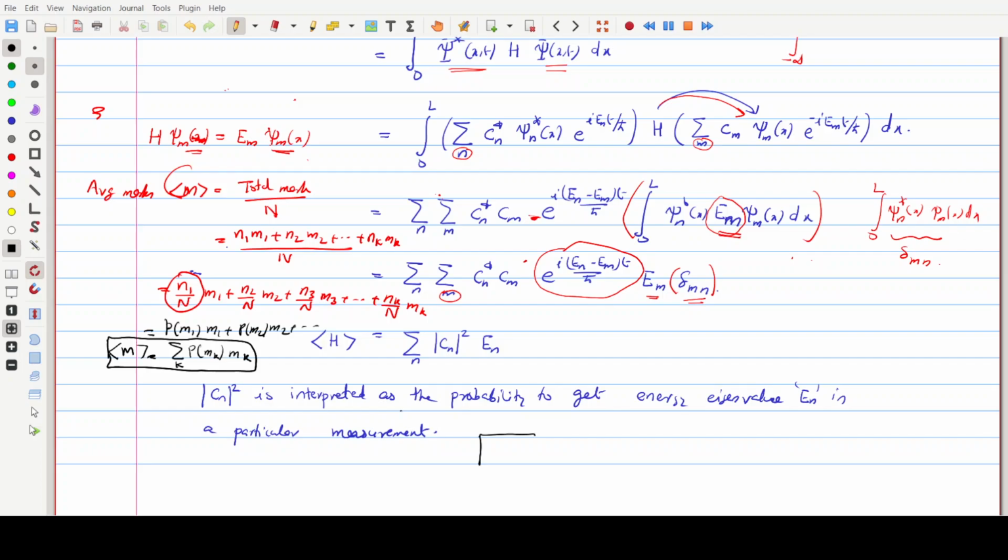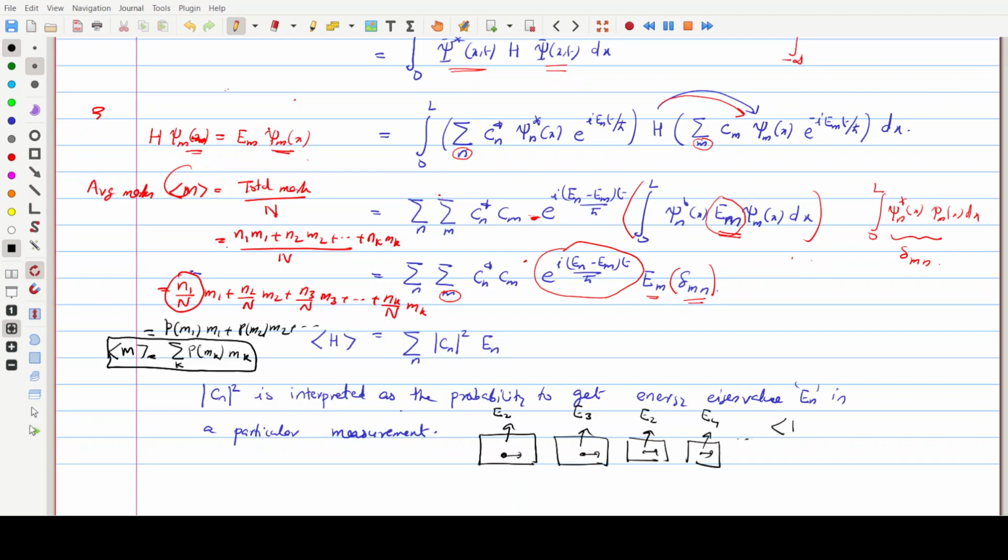Experimentally, if you want to measure the energy of a particle in a box, there should be an ensemble of systems, many copies of the same system, and if you perform the energy measurement, you'll get different values. This can be E2, this can be E3, this can be again E2, this can be E4. So the various copies might give different results.